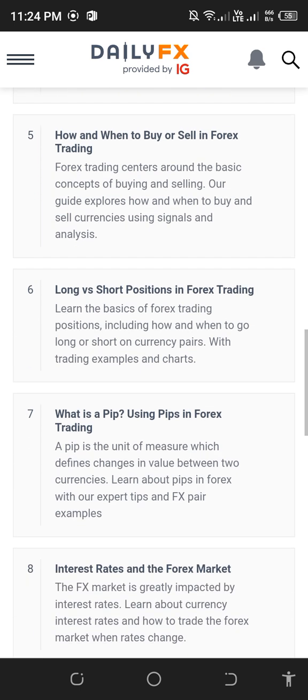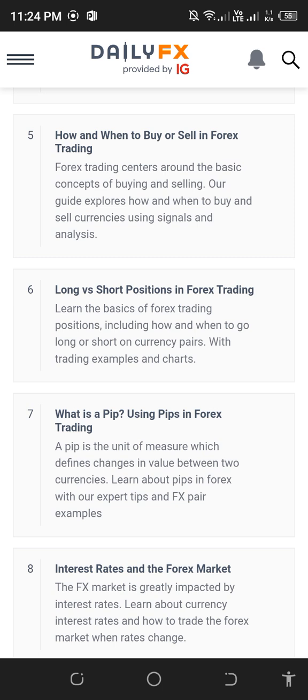How and when to buy or sell in Forex trading. Forex trading centers around the basic concept of buying and selling. Our guide explores how and when to buy and sell currencies using signals and analysis.